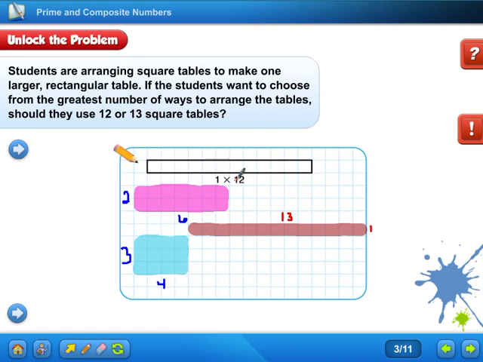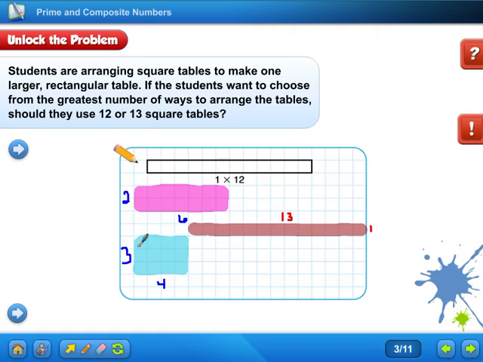They did 1 times 12. If you put one table all the way across in a row, 12 tables all the way across, how many tables would you have? 12. So that was the first way they did it right here. Then I drew 2 tables in a row of 6. So 2 all the way down 6 times. So that was 2 times 6. So they used all 12 of their tables this way.